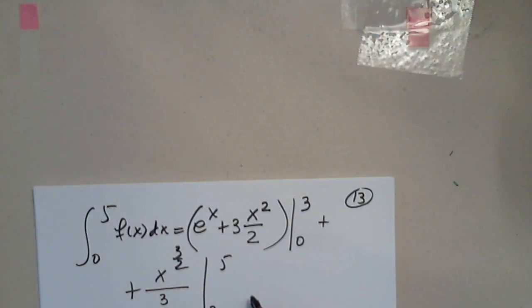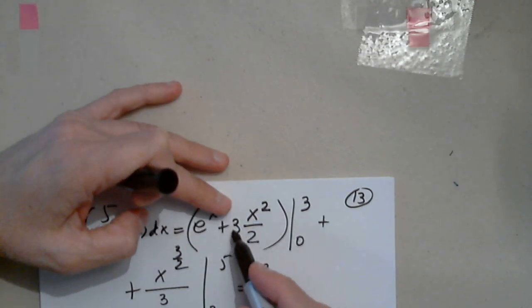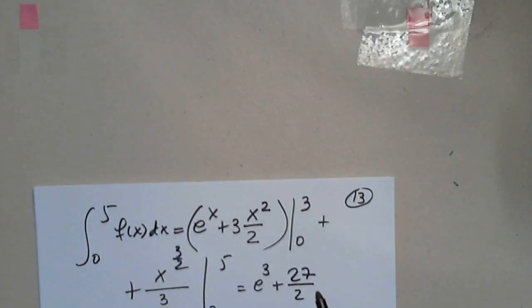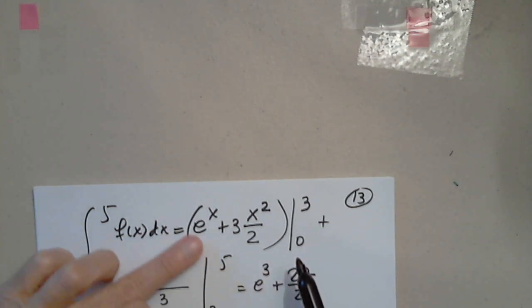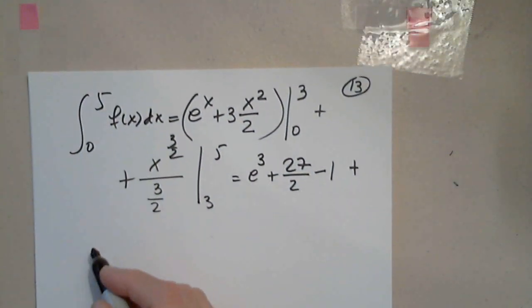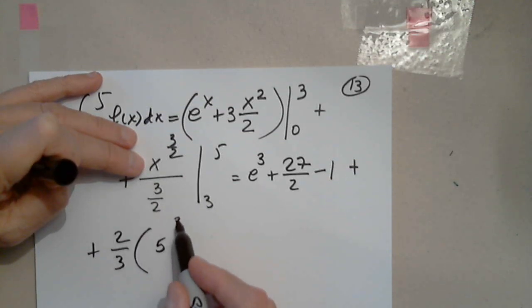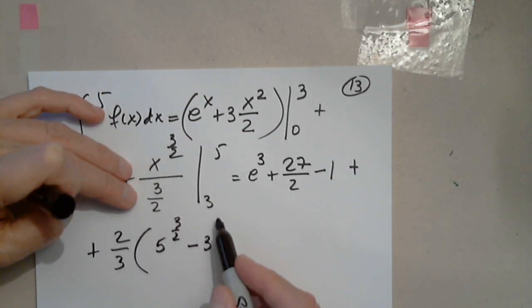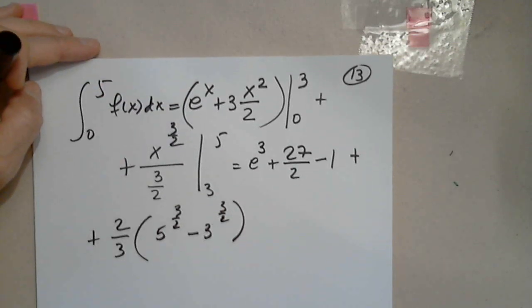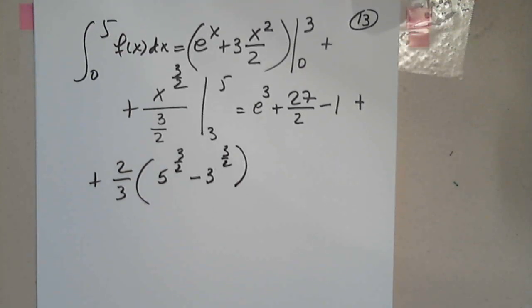So now for the first integral, I will plug in 3. So this is e to the 3rd plus 9 times 3, 27 over 2. Careful, when I plug in 0, this becomes 1. So minus 1, but this is 0. And then plus 2 over 3. I plug in 5, 5 to 3/2, and subtract 3 to 3/2. And I recommend leave it as is. There is no need to perform the final calculations. I don't need the arithmetic on this.